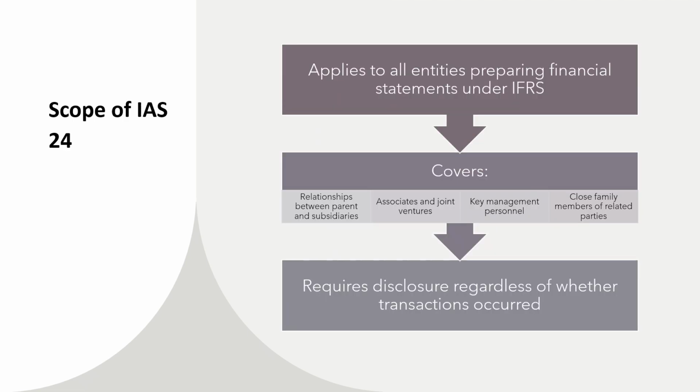IAS 24 applies to all entities preparing financial statements under IFRS. It covers relationships such as parents and subsidiaries, associates, joint ventures, and key management personnel. It also includes close family members because they can influence decisions indirectly. An important point is that disclosure is required even if no transactions took place, as long as the relationship exists.